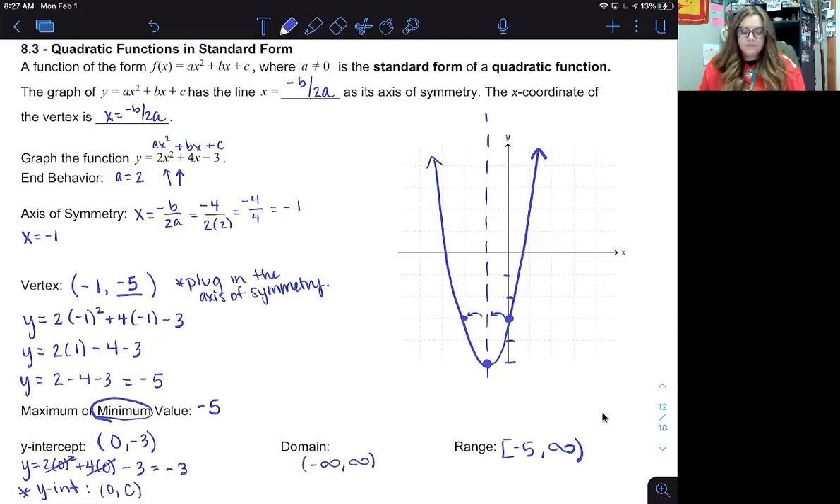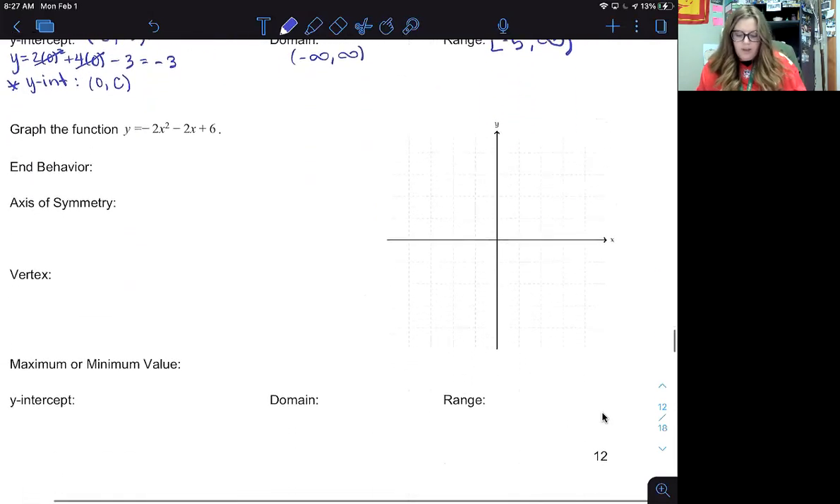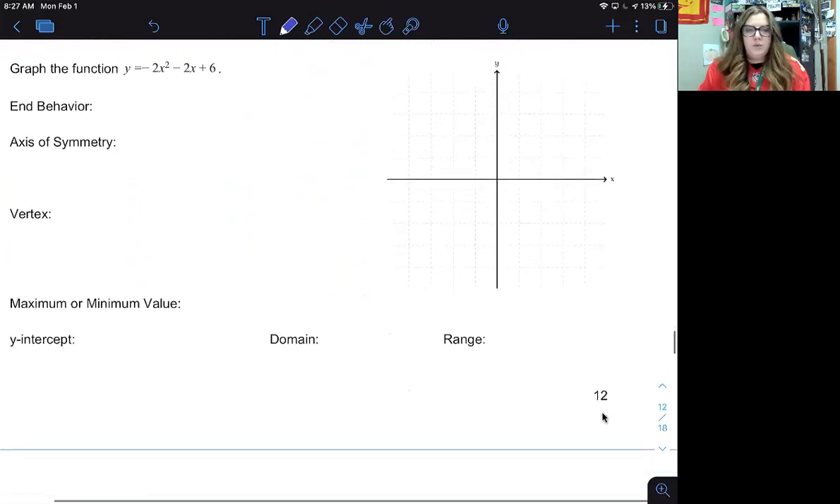All right, so I want you to try this next function: y equals negative 2x squared minus 2x plus 6. Do the best you can, and we will review it tomorrow in class.